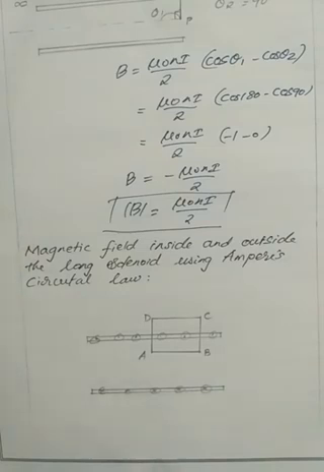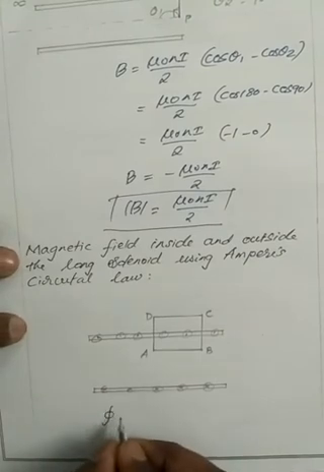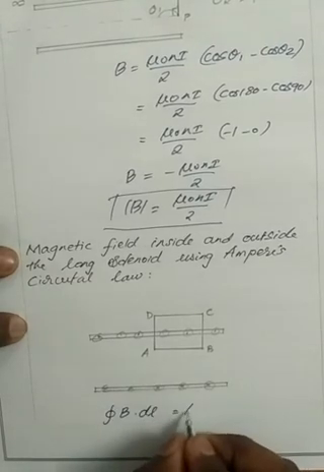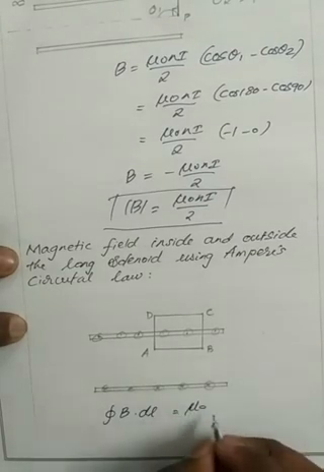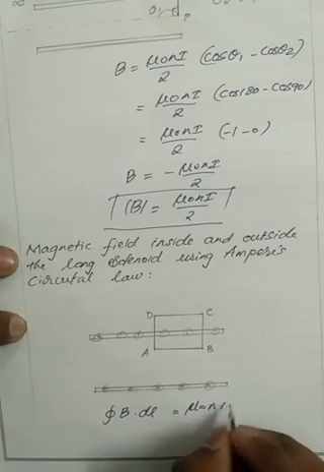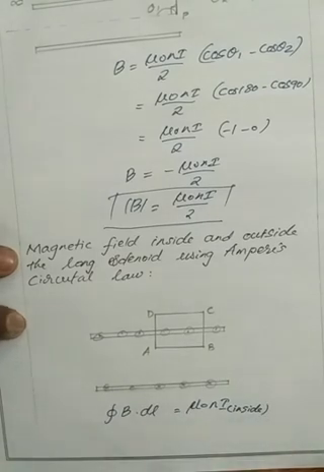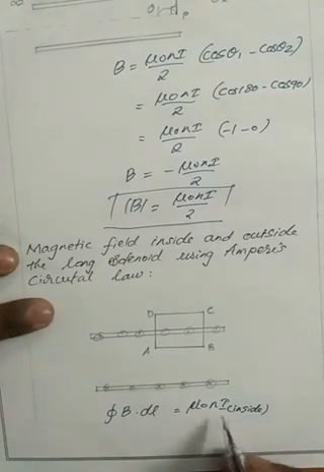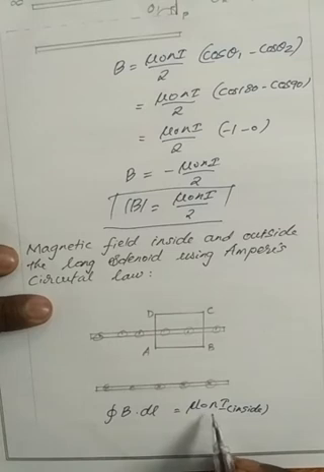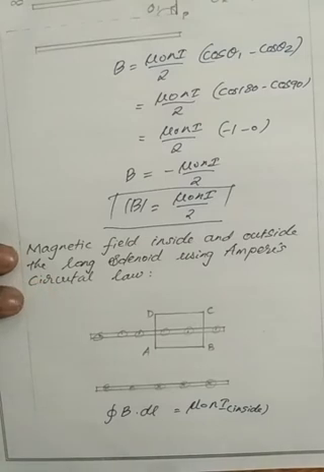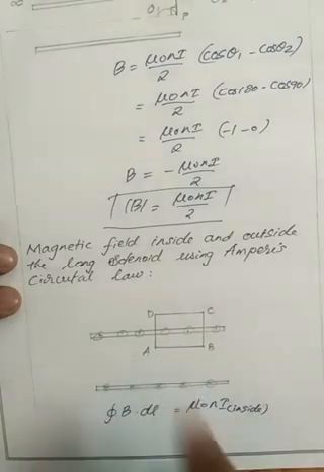So what is Ampere's circuital law? Closed integral of B dot dl equal to mu naught N I inside. Or simply I can write mu naught I. Here N means number of turns. If I consider one turn, then I can write mu naught I. So this is my Ampere's circuital law. From this equation, we are going to find the magnetic field for this Ampere's loop.